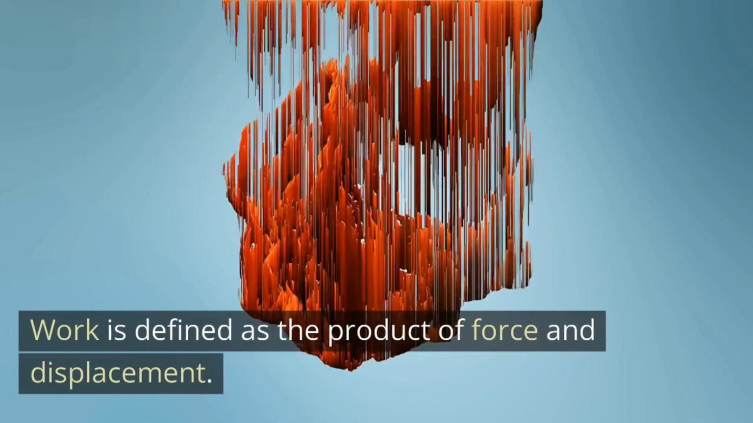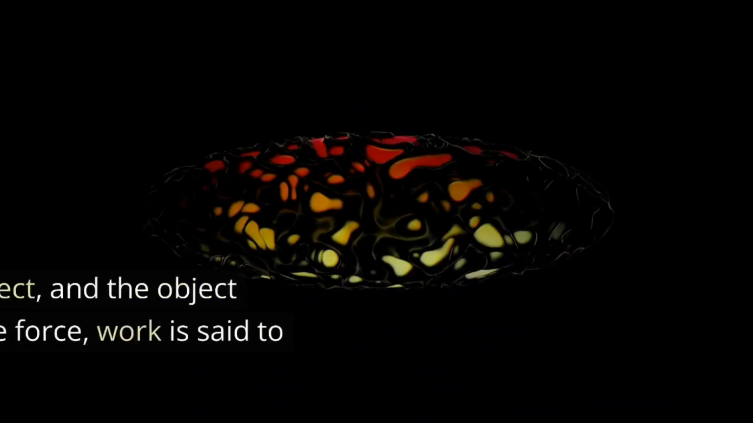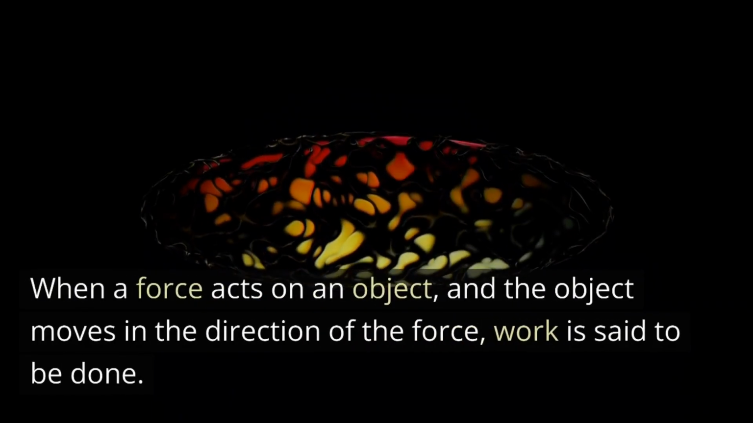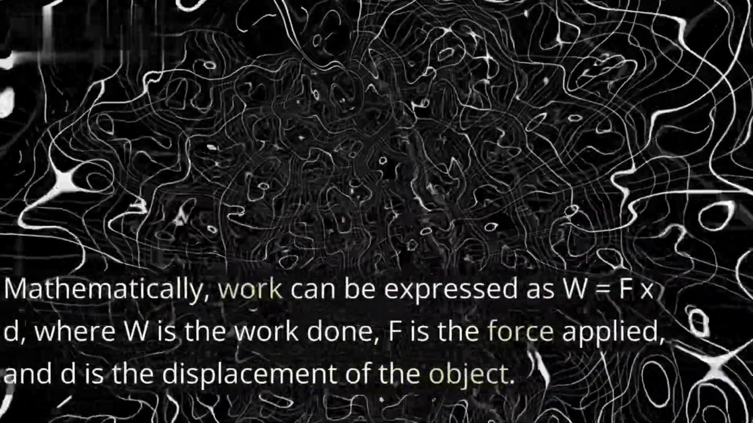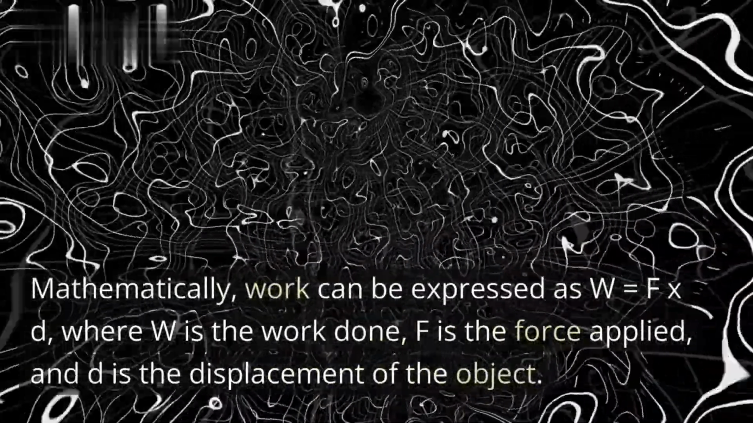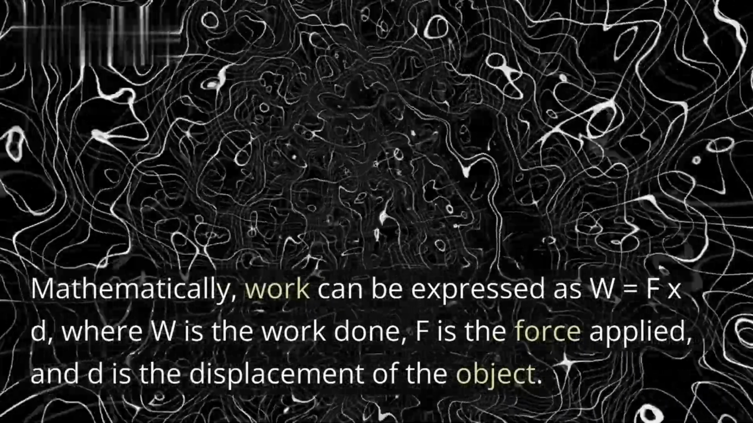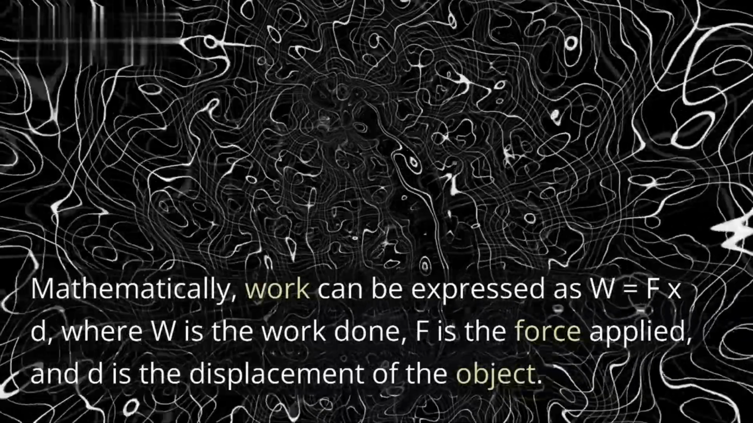Work. Definition. Work is defined as the product of force and displacement. When a force acts on an object, and the object moves in the direction of the force, work is said to be done. Mathematically, work can be expressed as W = F × d, where W is the work done, F is the force applied, and d is the displacement of the object.